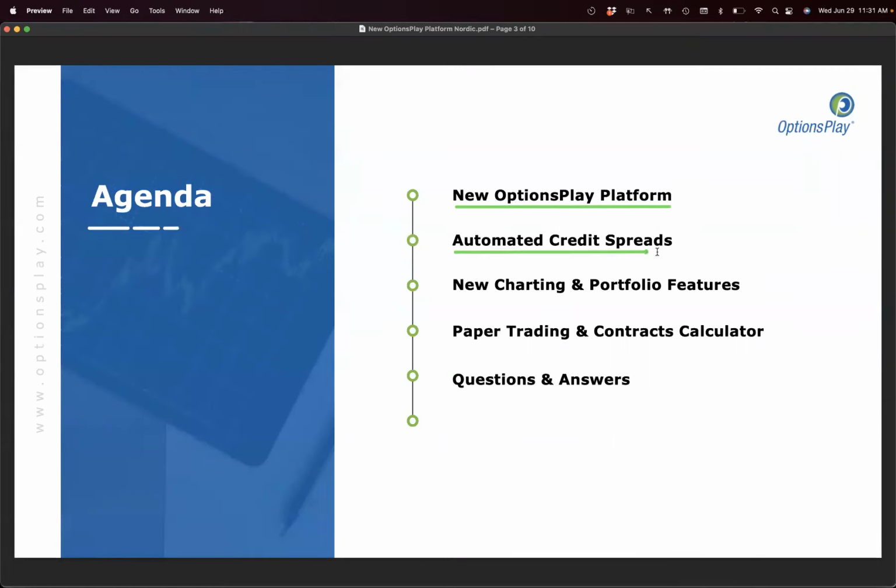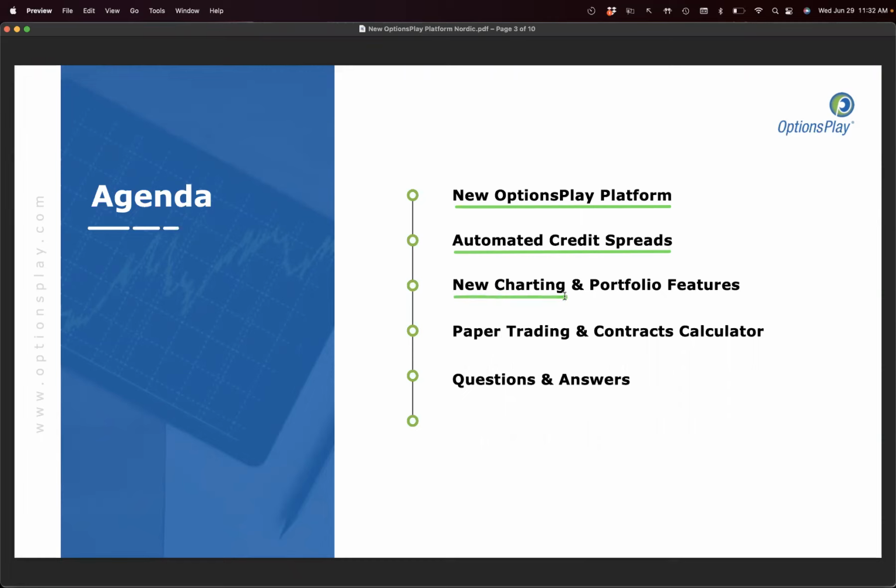One of the new features that we added, one of the biggest requests, has been automating the credit spreads for strategies. So many of you might like trading debit spreads, and that's where OptionsPlay provides automation for helping you select the expiration date and strike price for debit spreads. Now we've added credit spreads, and I'll show you how to use that feature.